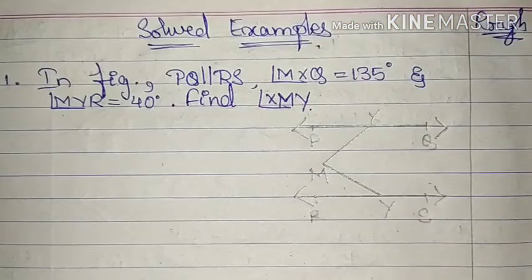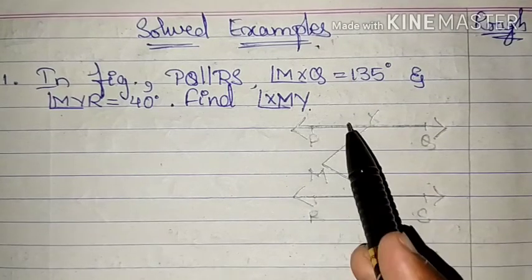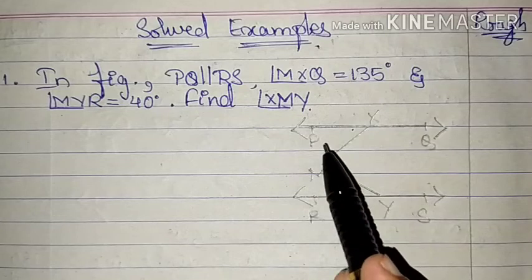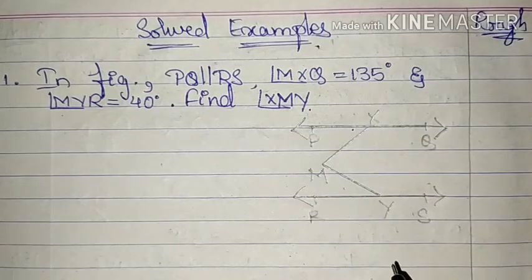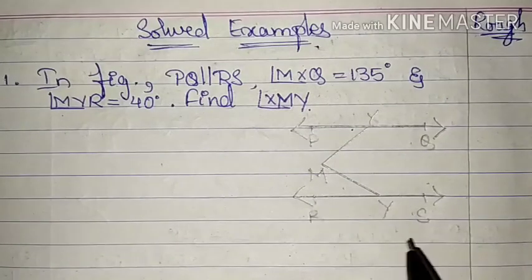Now let's move on to the solved example part of this section, in which we have 3 questions and I will be solving them for you. So in the first question, in the figure, PQ is parallel to RS. PQ and RS are two parallel lines. So they have told us that PQ is parallel to RS.